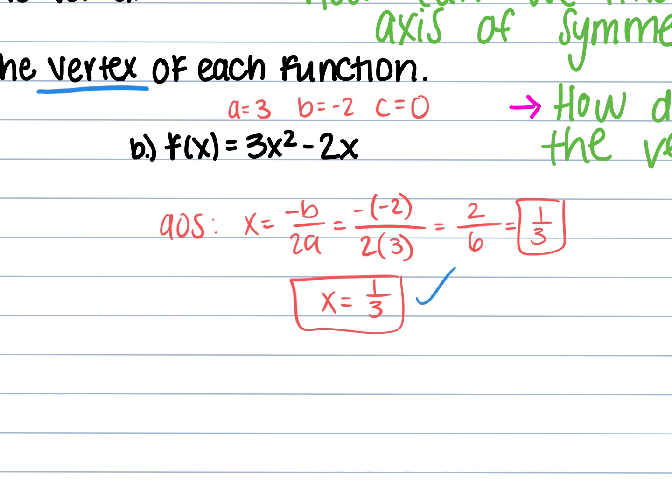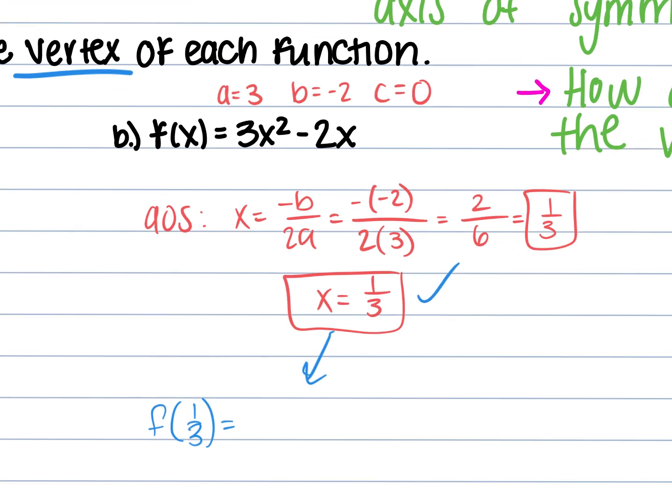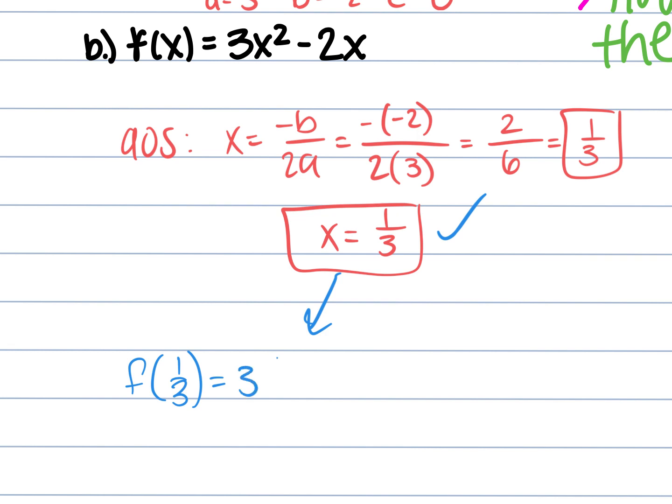We're halfway done. Now we also have to find what? The vertex, okay? Your y value of your vertex. So we're going to take this 1/3 and plug it back in like David said. So it's going to be f of 1/3 equals 3 times 1/3 squared minus 2 times 1/3.